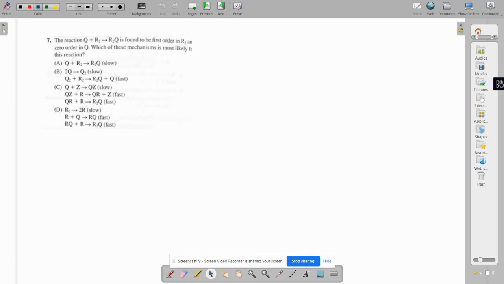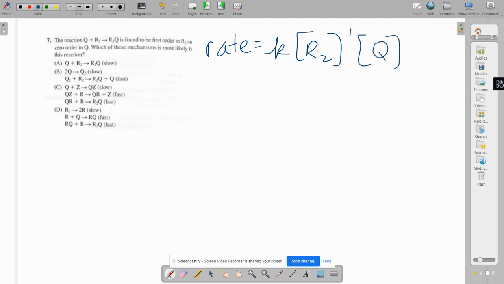All right, number 7. Ooh, a mechanism question. I love it. So it says the reaction is found to be first order. So I'm going to go ahead and write the rate law. Rate equals K, and it says first order in terms of R2 and zero order in terms of Q. Okay, so that's basically what they're describing the rate law as. Now, just keep in mind that when something is raised to the 0 power, that's basically 1. So you can drop it out. It's not really part of the rate law. So no matter what you do to the concentration of Q, it's not going to change the rate.